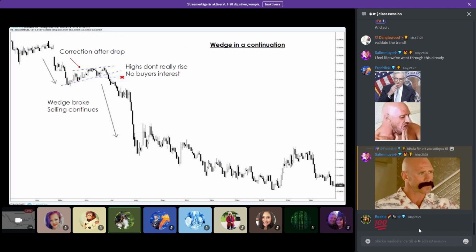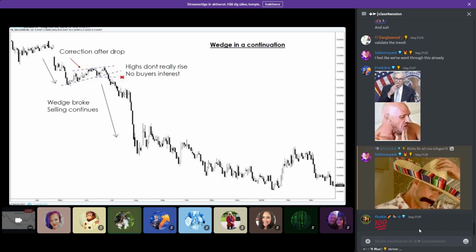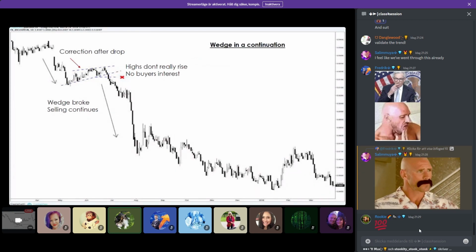Okay, we continue with the wedges. This is a continuation wedge. Here we have a stock that has dropped and then it has some correction. We have talked about correction earlier in classes. So you see the chart is just jumping a bit up and down. This is also usually what's called a flag, when you have the pole and then it jumps around for a while. But we see that the highs don't really rise there. The buyers aren't interested in switching the trend here. And then we see how the wedge broke to the downside instead, and the selling really continues here.